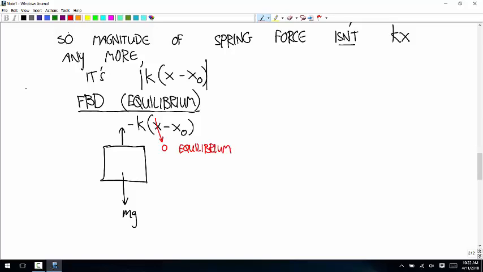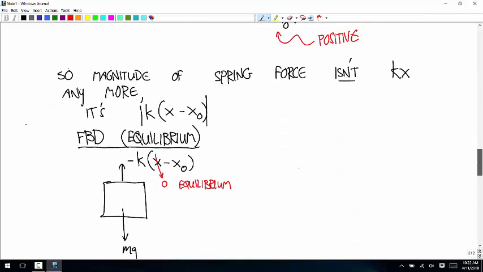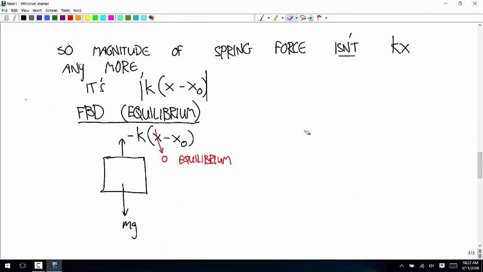Okay, and x naught is at the spring's resting length, but we chose x equals 0 to be at the equilibrium length. Yes, it is awesome because if you don't do it this way, you can't calculate stuff.